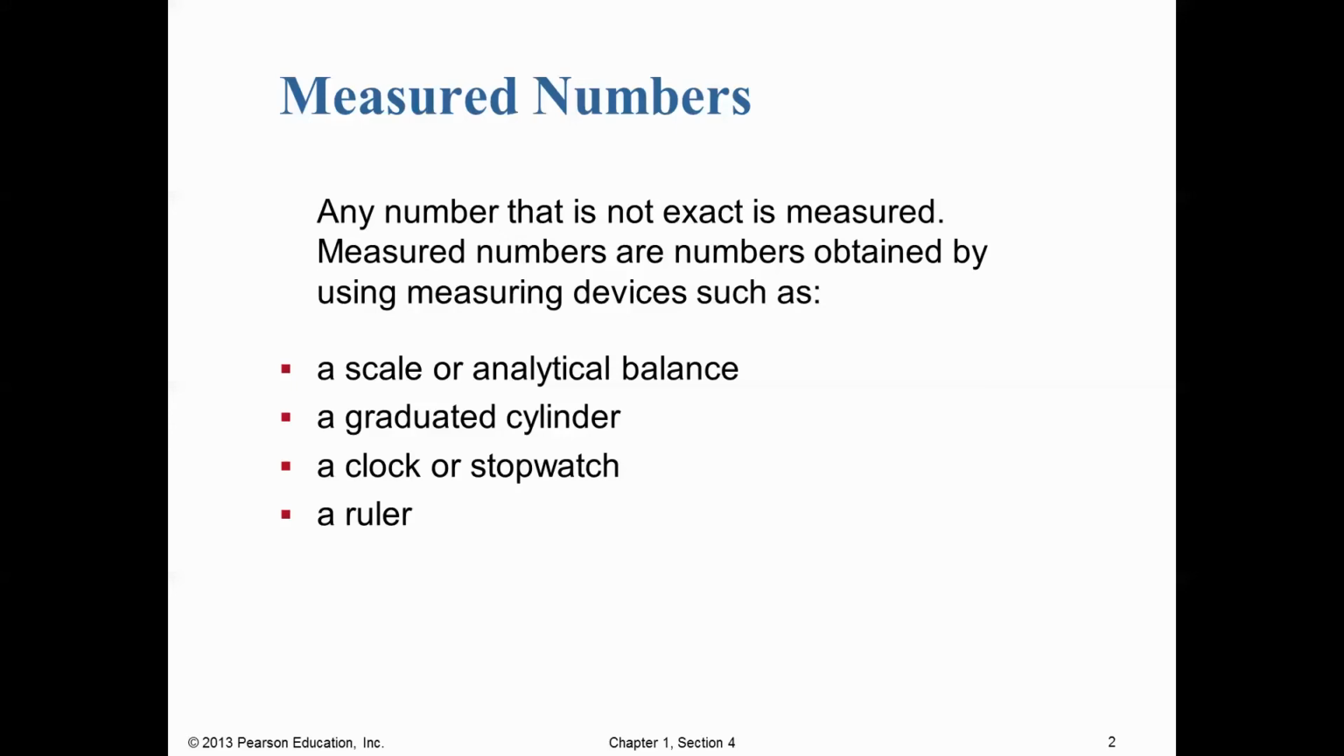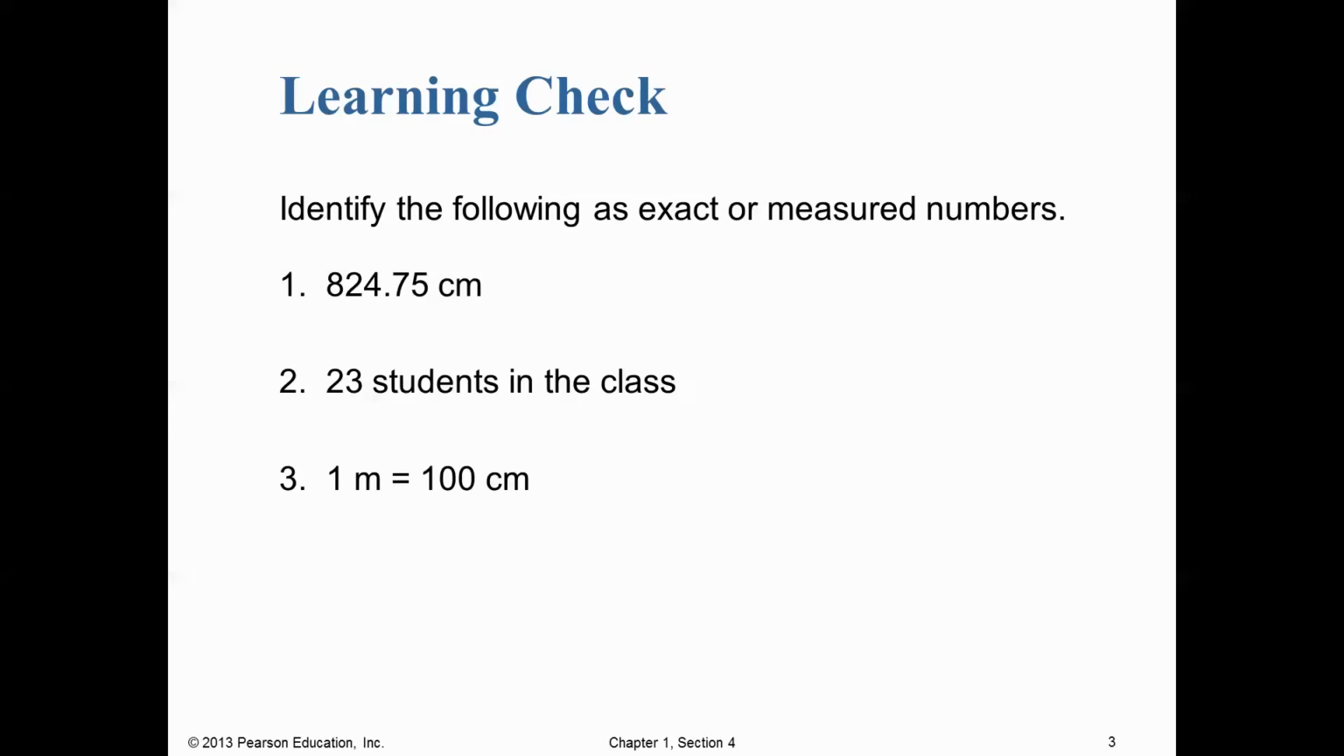Let's identify some numbers as being either exact or measured. 824.75 centimeters is a measured number. How do we know this? Well, someone had to measure that length. The only way we could know that the length of an object was 824.75 centimeters would be if we employed some sort of measurement tool, such as a ruler.